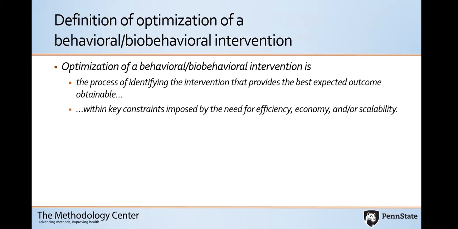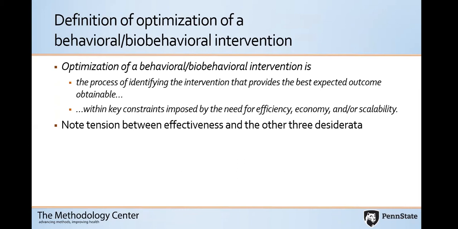Now here you see that fundamental tension I talked about a moment ago. You want the best expected outcome obtainable, but at the same time, there are constraints. You don't have all the money in the world to spend on implementing the intervention. You don't have all the time in the world to implement it, and you have to worry about handing it off to community settings, clinic settings, and so on, school settings. So again, note the tension between effectiveness and the other three desiderata.